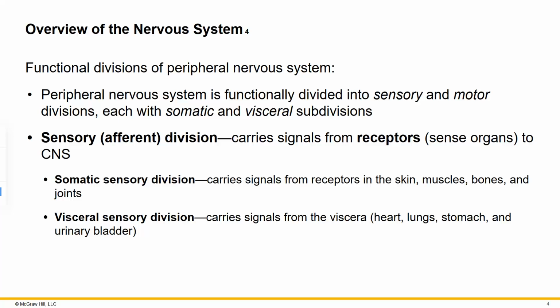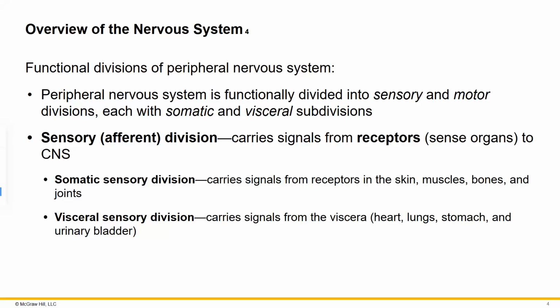We're going to learn a little bit more about that in this course, and we're going to talk more about the different types of senses and sensory receptors. But that's the main one there, it's going to carry signals from the receptors in the skin, muscles, bones, and joints. Typically, a lot of things that are under voluntary control. So we can voluntarily move our muscles, which causes those bones and joints to move as well.